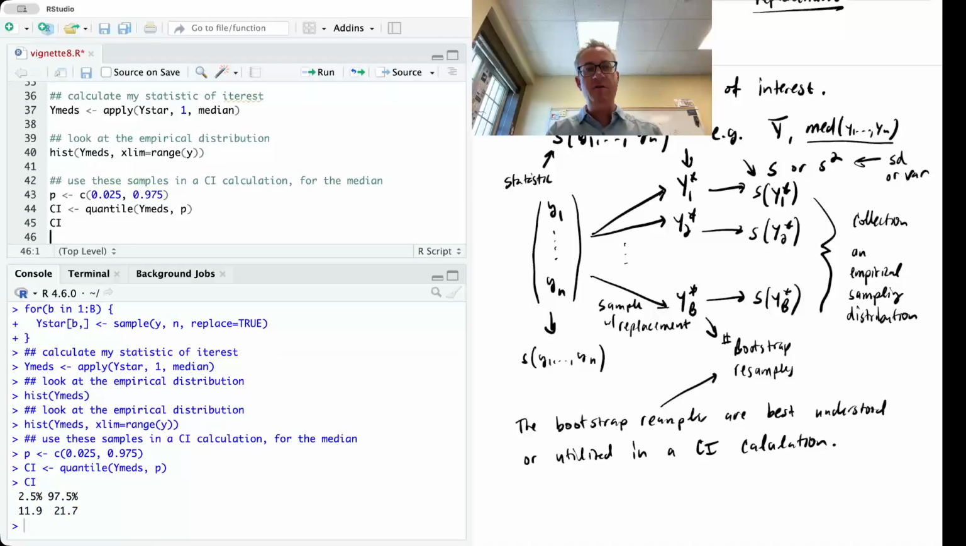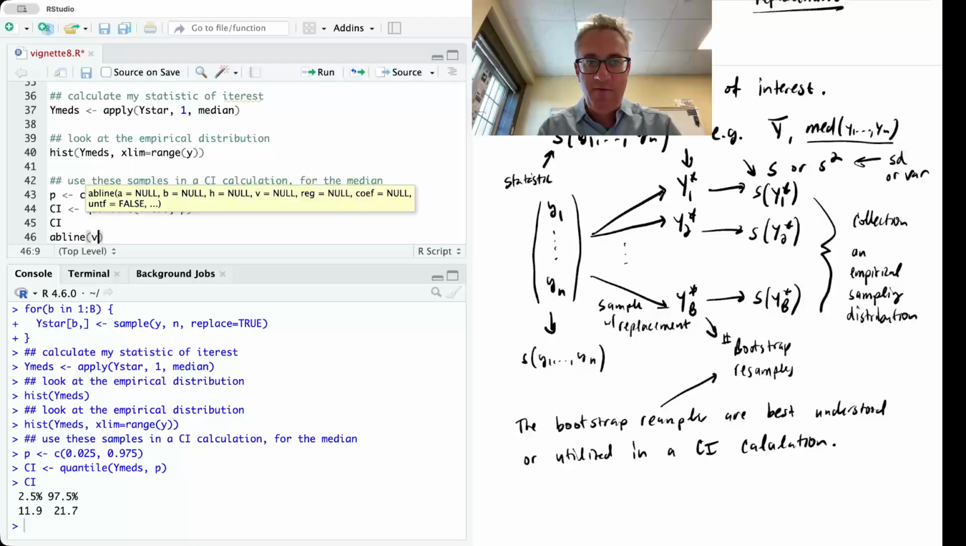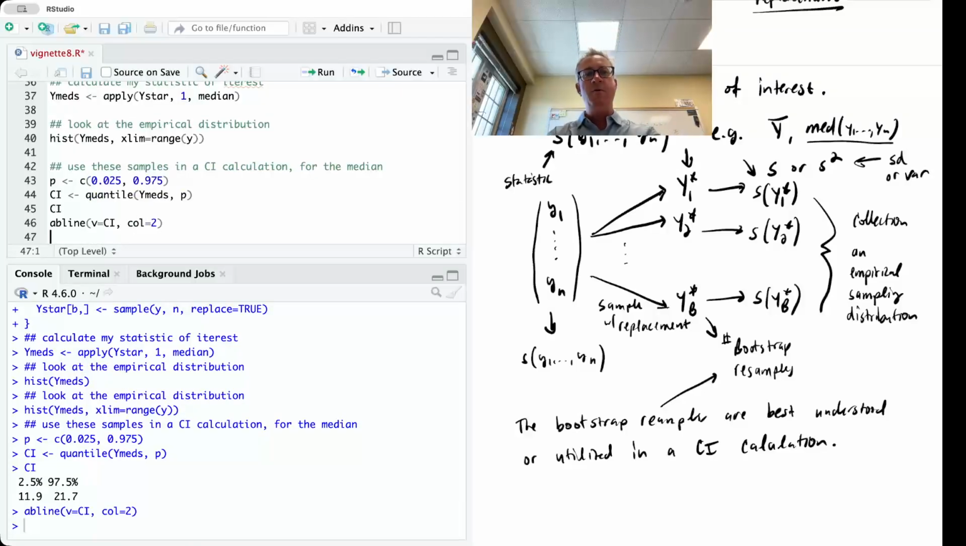Okay, so my confidence interval for the median statistic goes from 11.9 to 21.7. And if I want, I can put that on the graph. v equals CI, col equals 2, right? So those values, 11.9 and 21.7, span 95% of the sampling distribution of the median. So that would be my confidence interval.